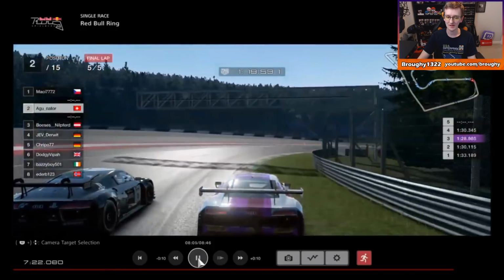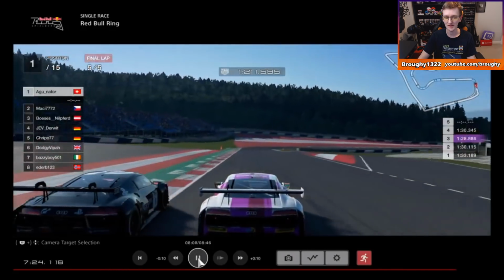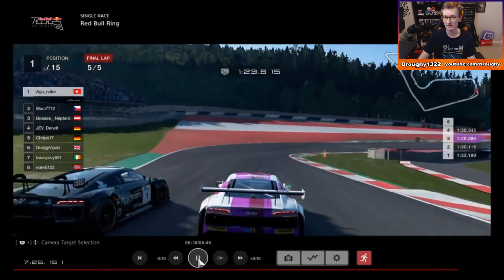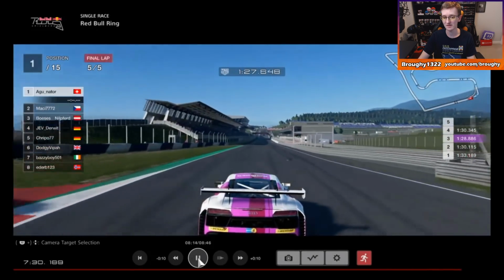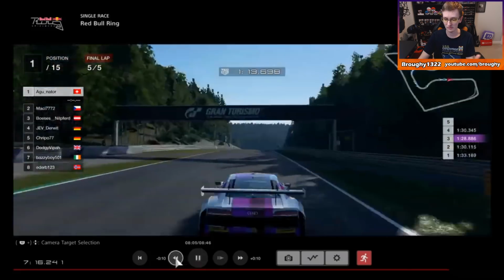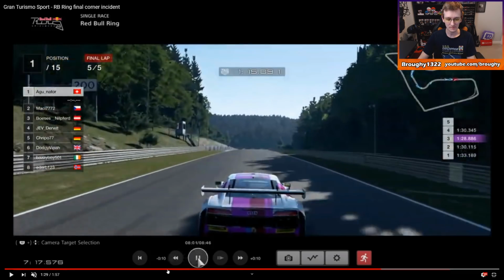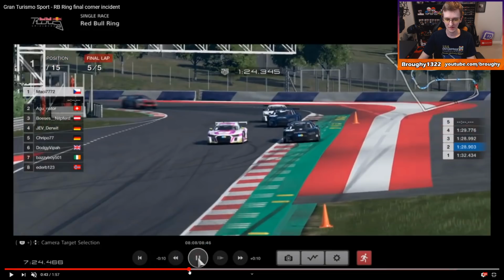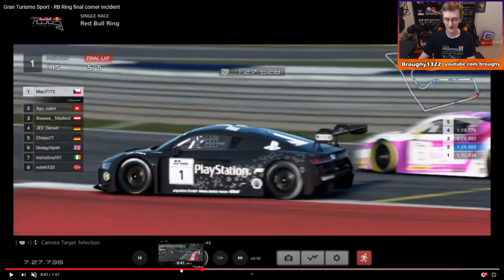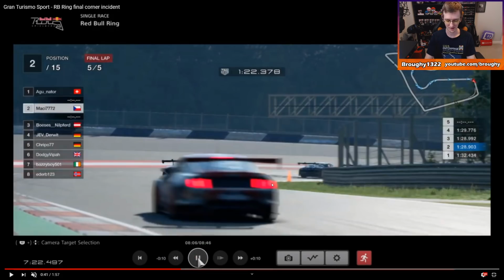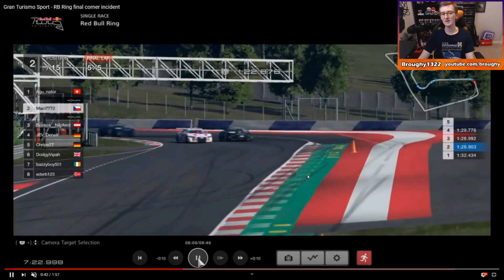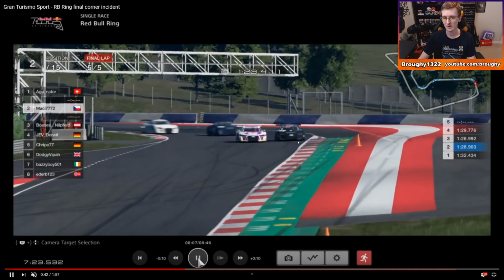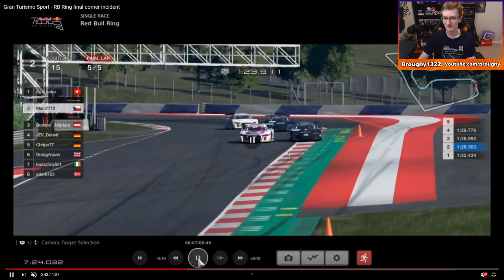So let's unpack this and see if that was a fair penalty. Did the pink car really do any fault at this point? Did he deserve a penalty? Did he deserve to lose the win of this race? So let's have a look at, first of all, the outside perspective, and we'll slow it down because this is the penultimate corner. They're coming around. He's round the outside, and this is fair enough.